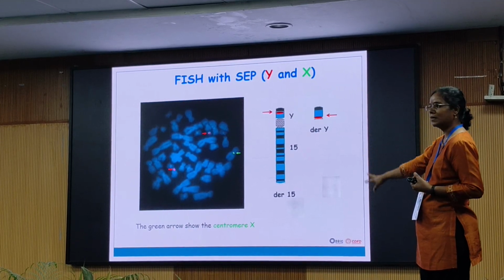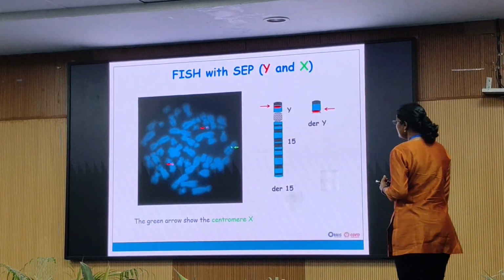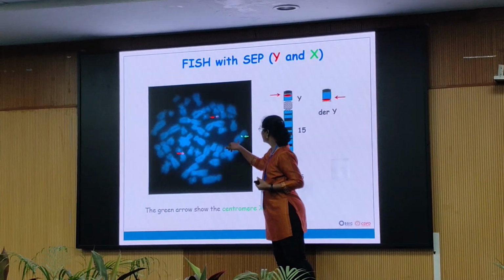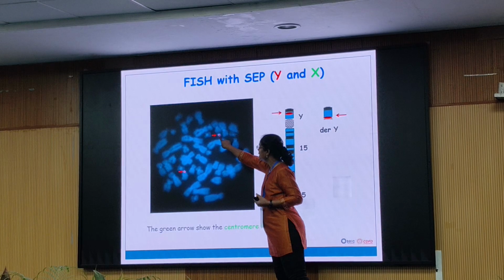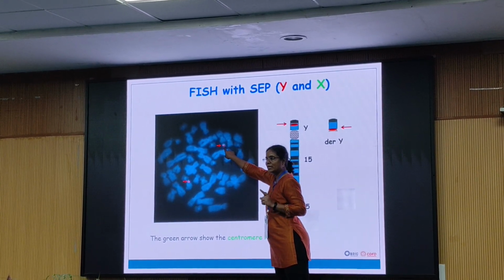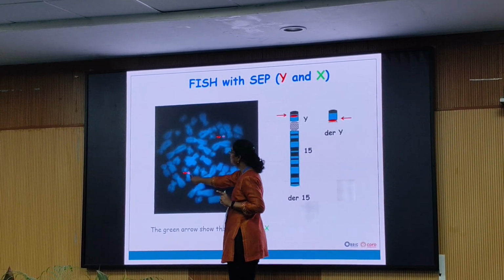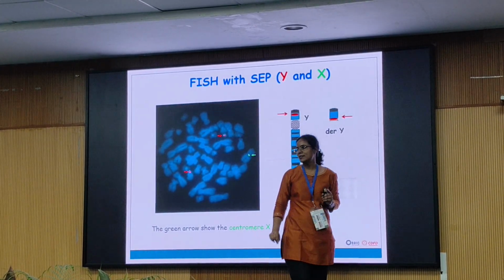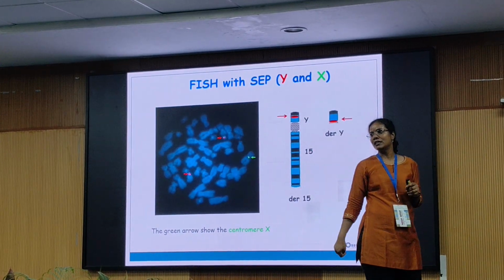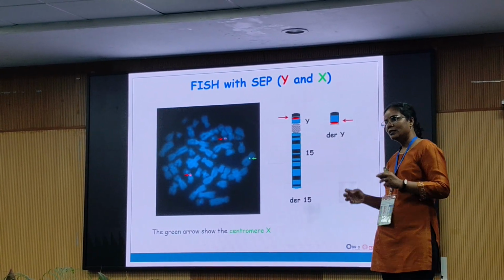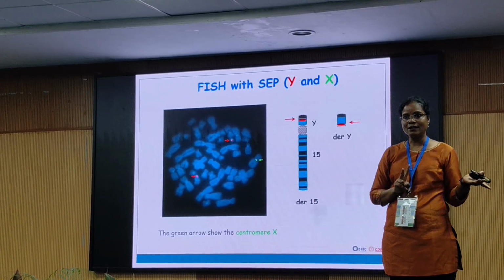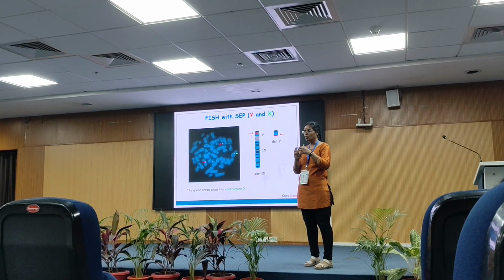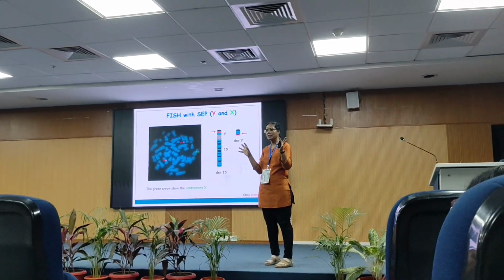If you see the centromere, this is Y centromere, this is an X here, and Y there is one red signal, that means Y centromere is present. Also on chromosome 15, derivative 15, you can see one more red signal. That means two red signals. What does that infer? Either two Y's are there or the centromere of the Y chromosome might be split into two parts, and one is attached to the 15.